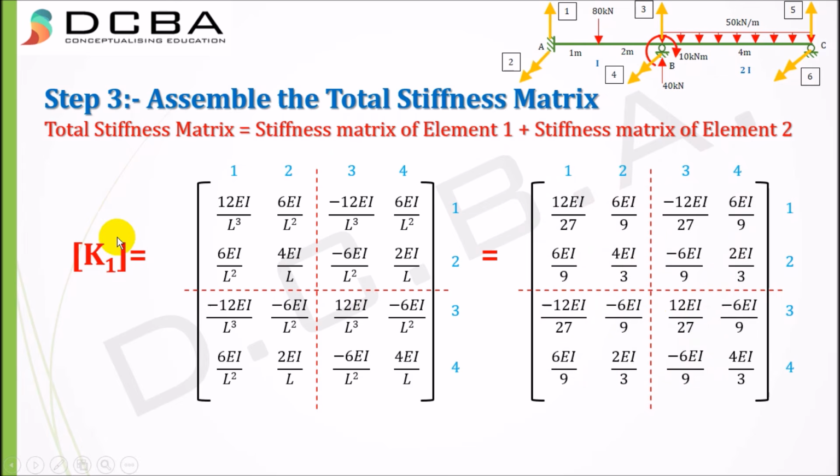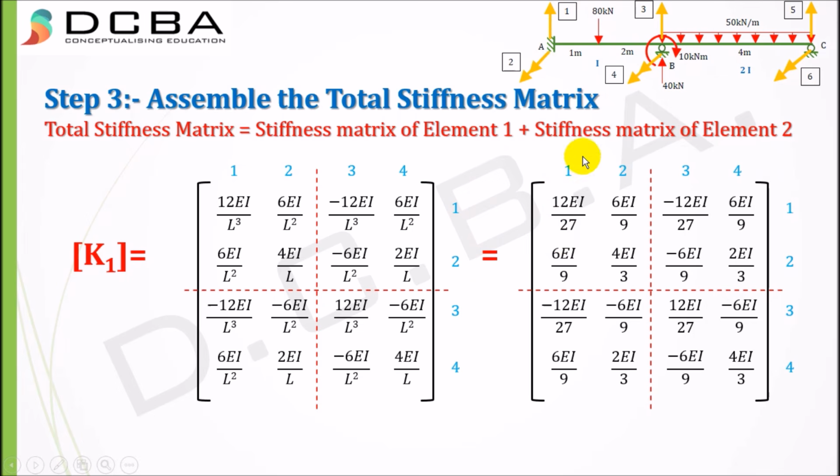Once you have finished constructing the stiffness matrix for element 1, I suggest you write these numbers also, 1 2 3 4, 1 2 3 4. How did these numbers come? These are basically the force numbers, that is 1 2 3 4. So for beam 1 or element 1, these are the forces that we are considering, 1 2 3 and 4, in ascending order, 1 2 3 4, 1 2 3 4.